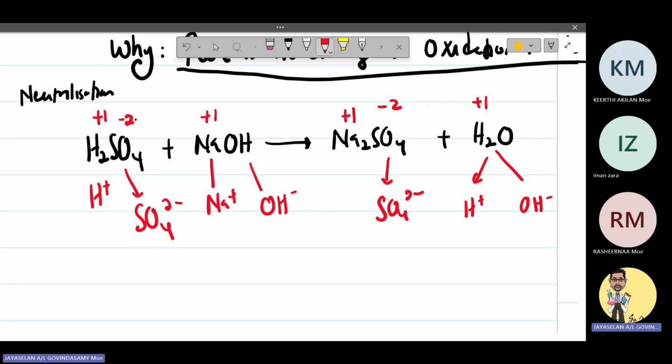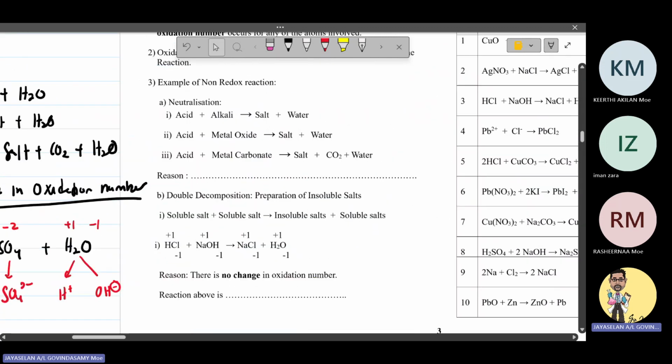Hydroxide ion, negative 1. Negative 1. Here you see negative 1. No changes at all. Okay, no increase, no decrease. So therefore this is a non-redox reaction. Any question? Okay, so remember, you look here in the notes.